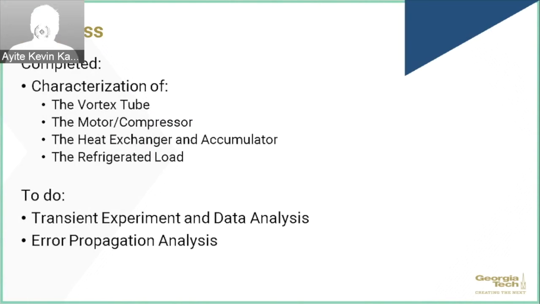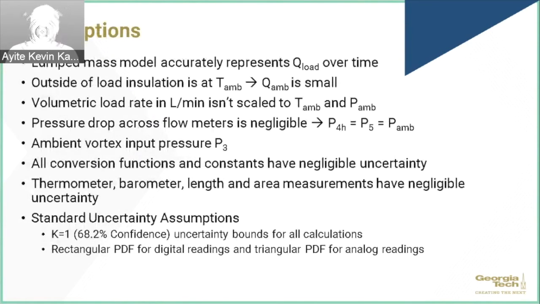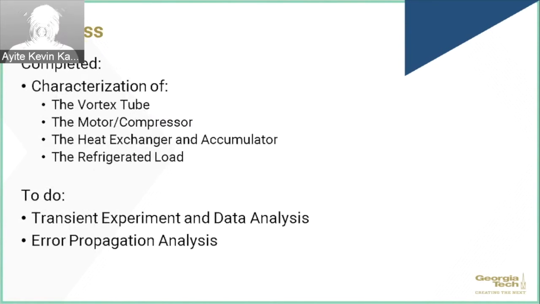In order to see the progress of the lab, we needed to characterize each component of the refrigerator. The vortex tube divides the flow into hot and cold mass flow rates, allowing the heat transfer to take place between the reverse stream and the forward stream. The compressor enables the flow of the refrigerant by increasing the pressure and the temperature of the vaporized refrigerant.